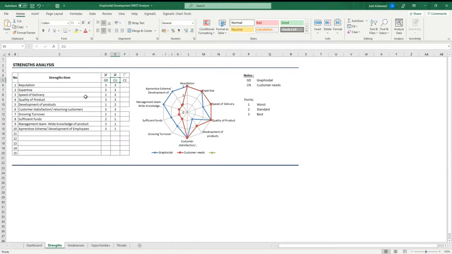Apprenticeship scheme, development of employees. Well, I'm a prime example of this, putting me on this level 4 course. So I'm not the only person that's being developed within Graphoidal.